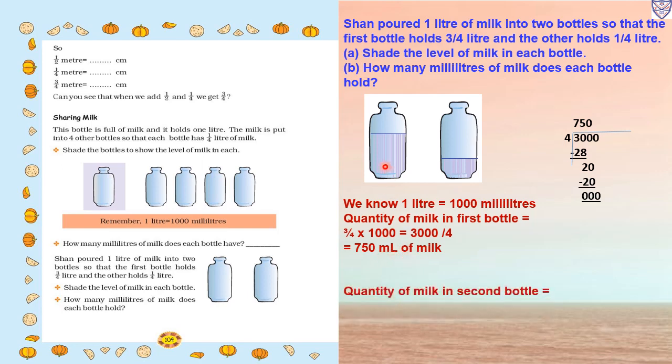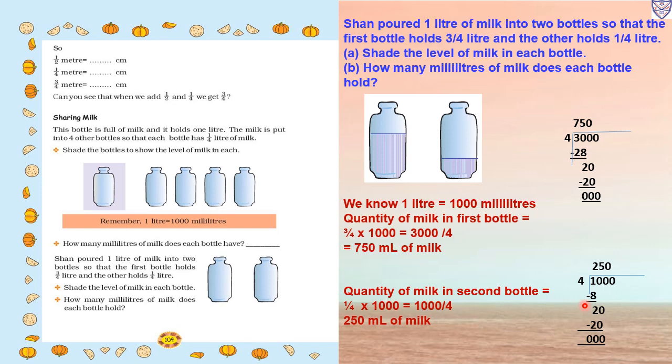Then in the second bottle, the quantity of milk in the second bottle equals 1/4 multiplied by 1000. So 1000 divided by 4. First we will take the 2 digits, 10. In the 4 table, when 10 will come, we will take 4 2s are 8. So 10 minus 8, that is 2.